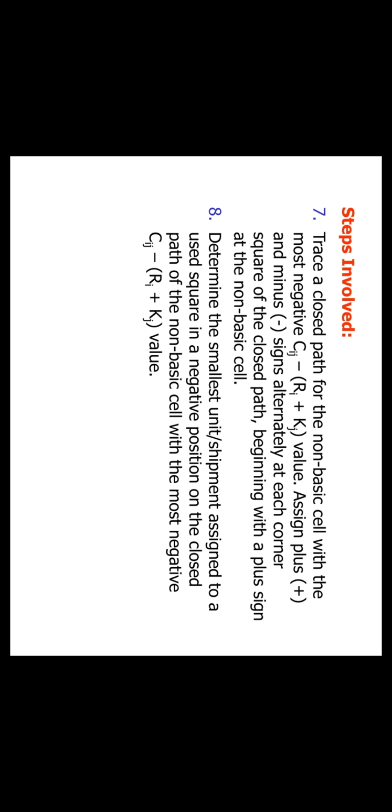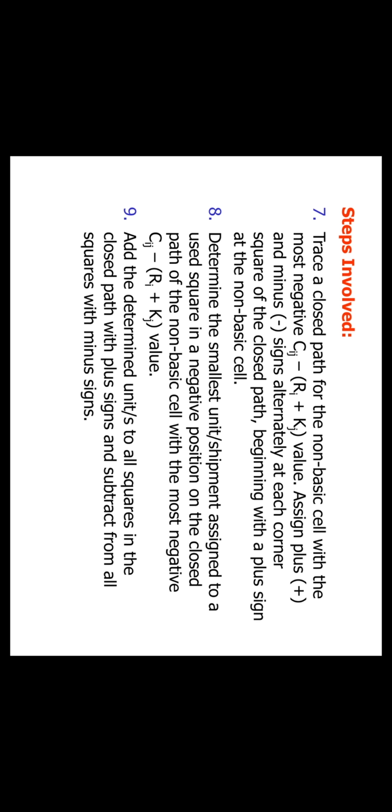Then determine the smallest unit or shipment assigned to a used square in a negative position on the closed path of the non-basic cell with the most negative C sub i sub j minus the quantity R sub i plus K sub j value. And then add the determined unit or units to all squares in the closed path with positive signs and subtract from all squares with negative signs.